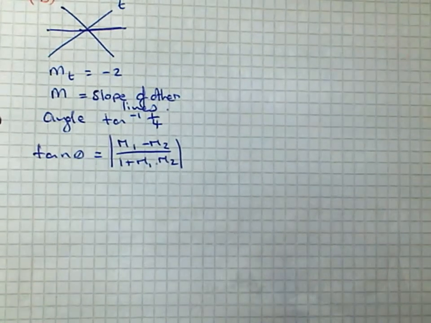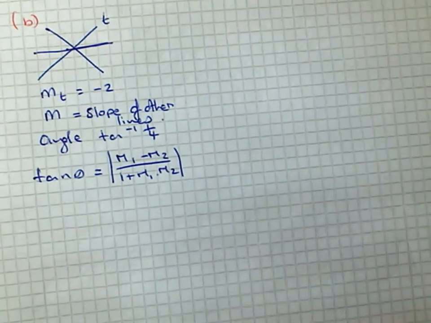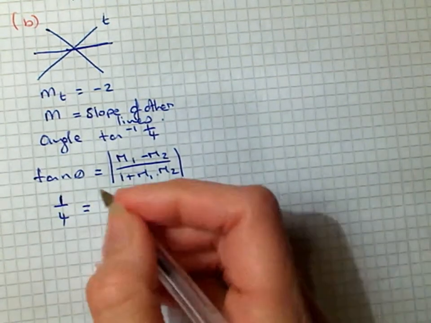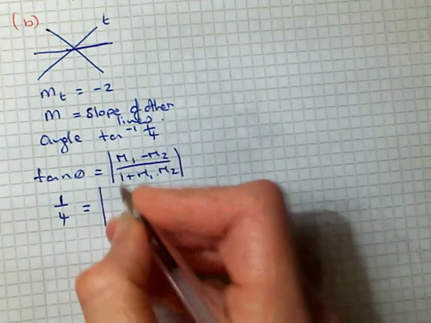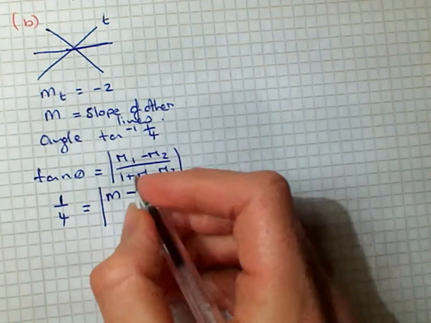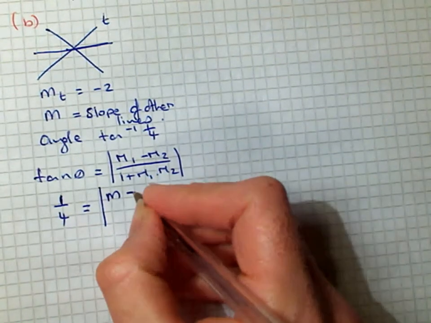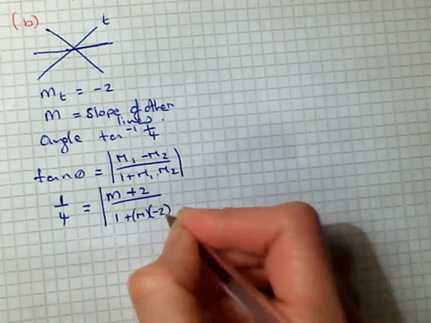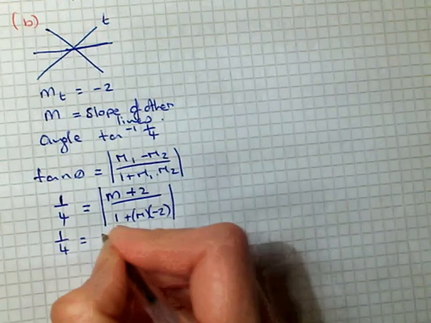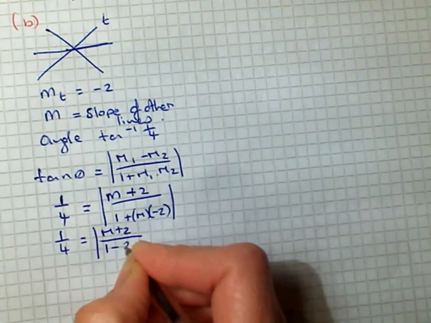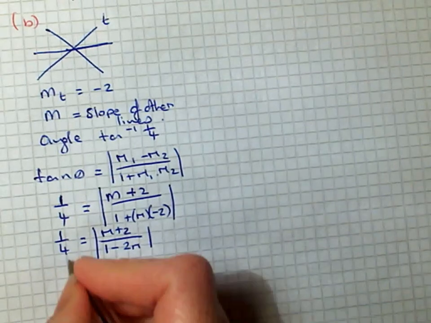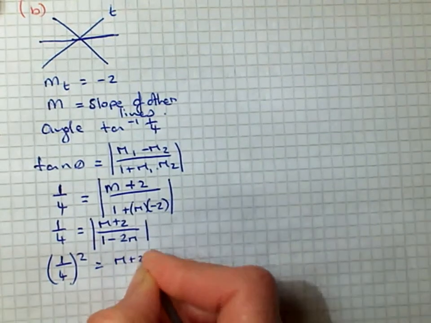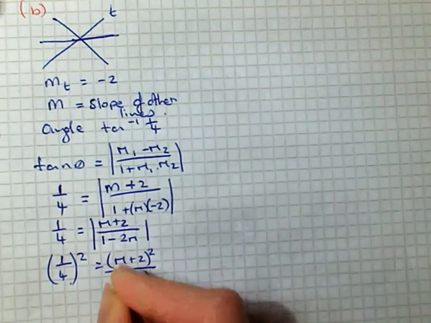The tan of the angle, or the tan inverse of a quarter, so our value here is a quarter, is equal to, we'll call m1 m, which we don't know, and we'll call m2 minus 2. So that's minus 2, so it's going to be plus 2 all over 1 plus m by minus 2. So a quarter is equal to m plus 2 all over 1 minus 2m. I'm going to square both sides because of the absolute value. So a quarter squared is equal to m plus 2 squared all over 1 minus 2m, all squared.